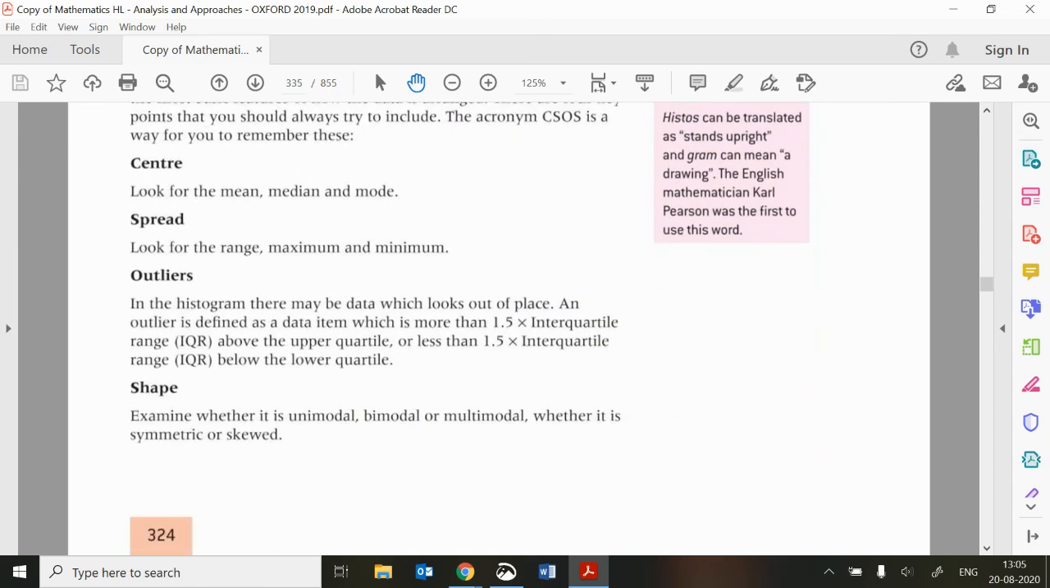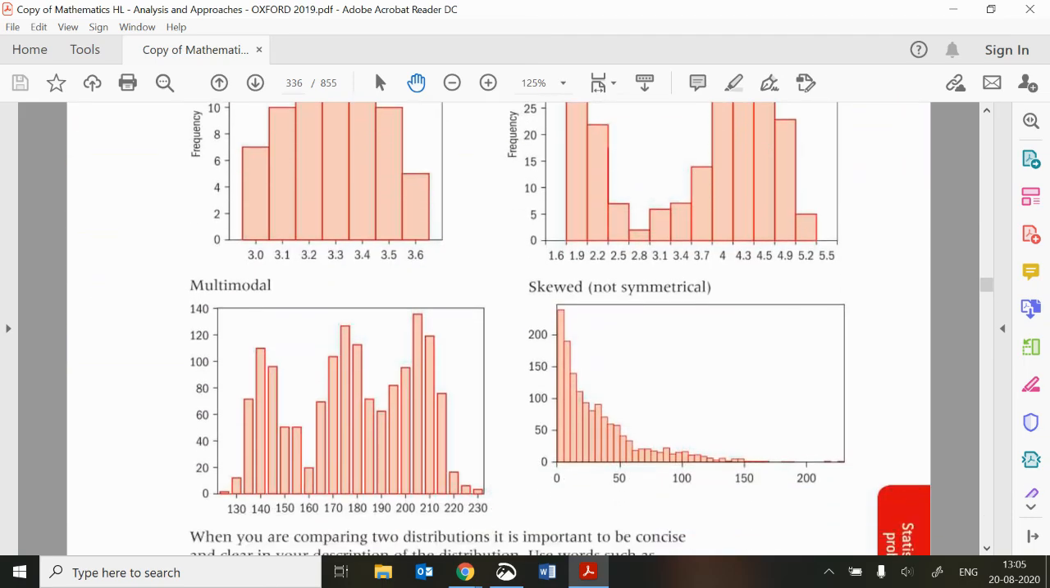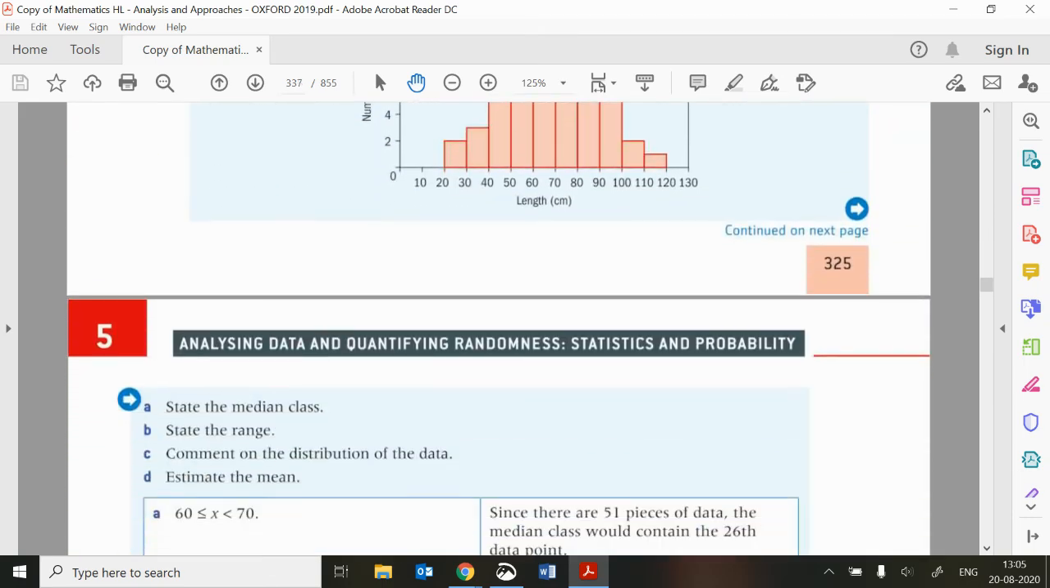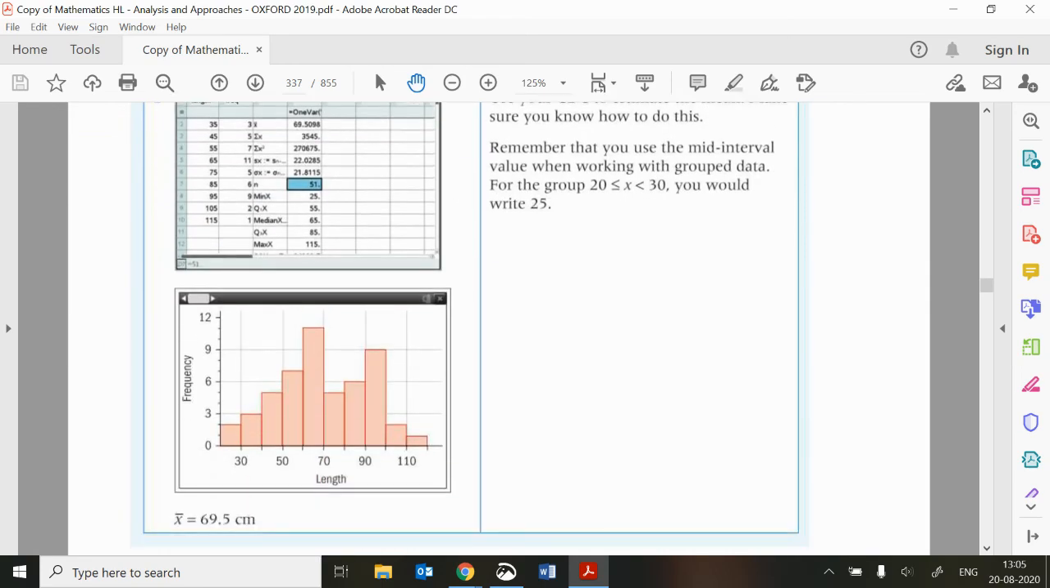And next time round, we're going to be talking about outliers. We're going to be talking about skewed distributions, so a load more definitions as well.